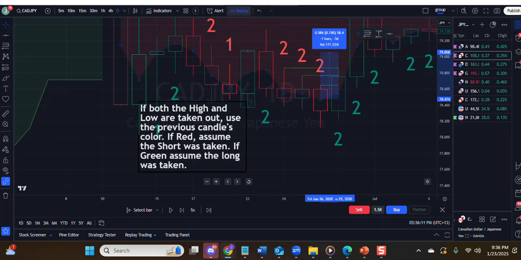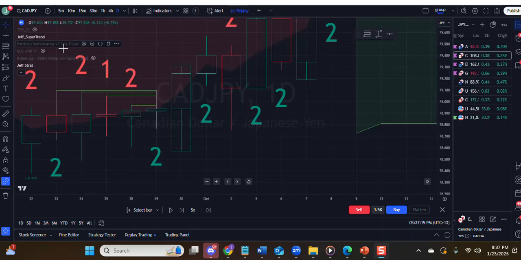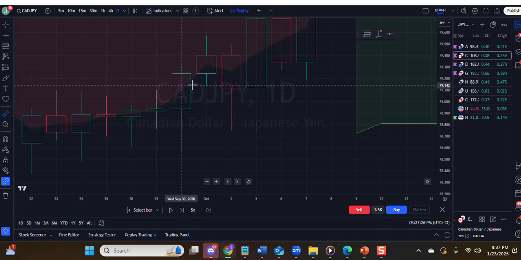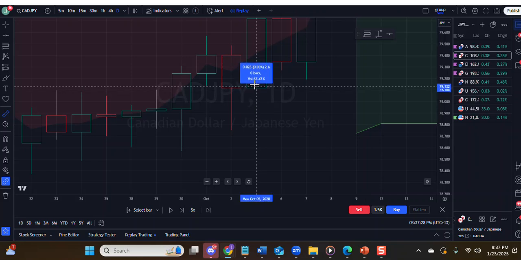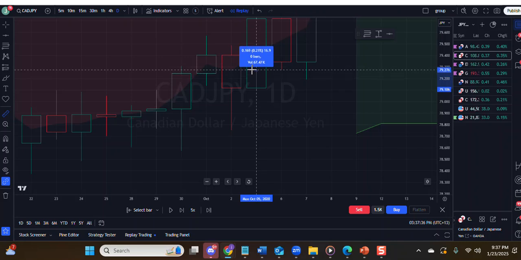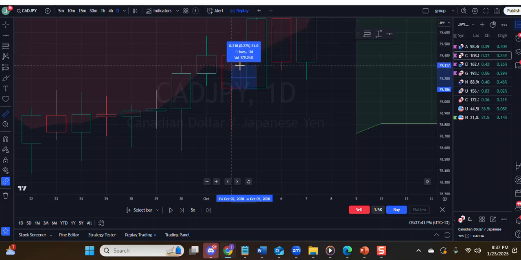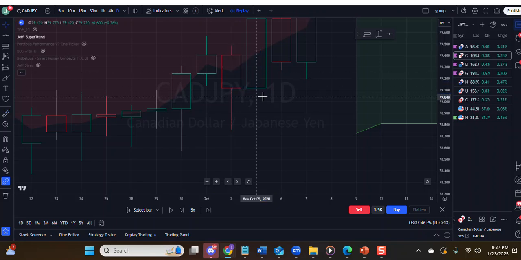If this previous color were green, let me see if I can find one. This one here took out the high and the low. So we are going to assume that the long was taken. If my take profit was 10, boom, I got it. If my take profit was, say, 30, I did not get it, and the trade was over when that candle closes.